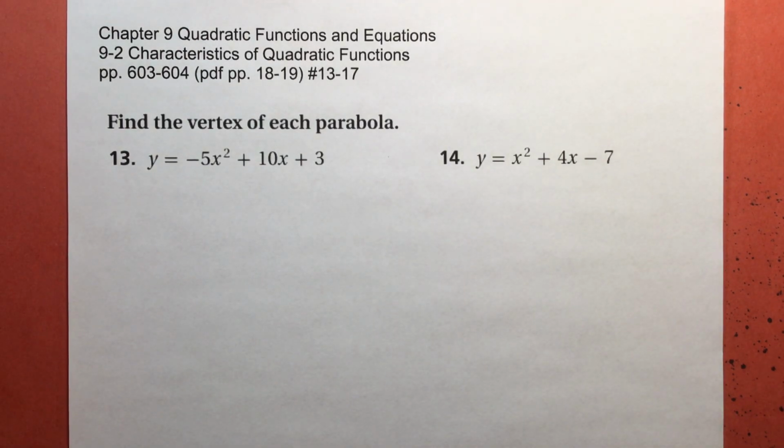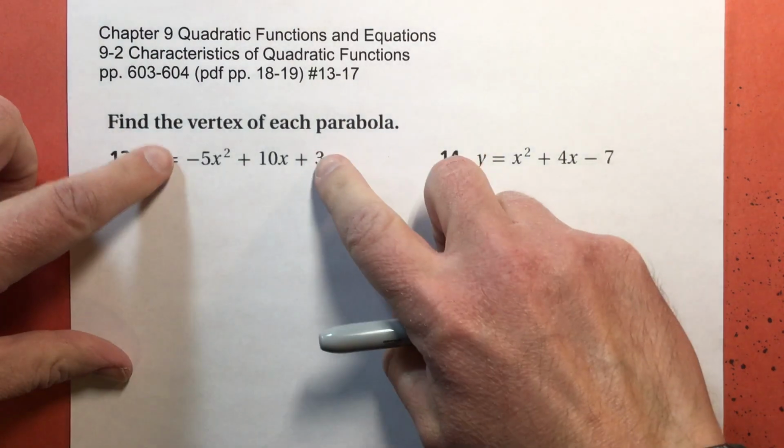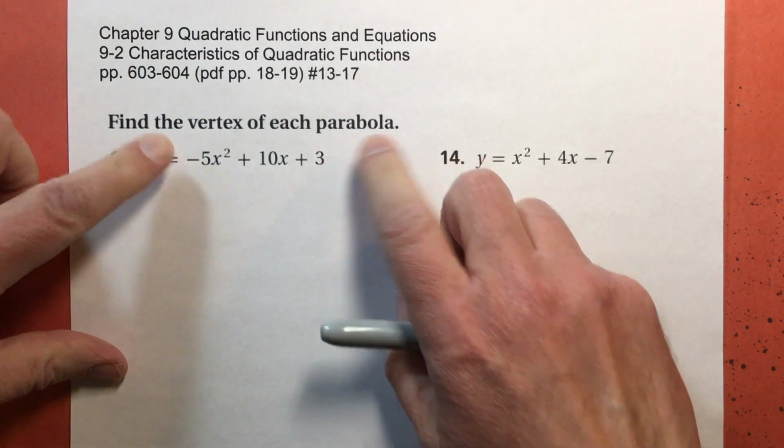We are working in the guided practice problems, the extra problems right before the homework in the back of the section. In the book, it's on page 603, either 604, somewhere it switches over to page 604, and we're going to do problems 13 through 17. So we're going to find the vertex without looking at the graph. We're going to find the vertex from the expression that represents the function.